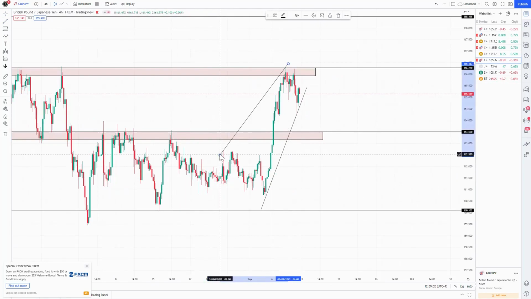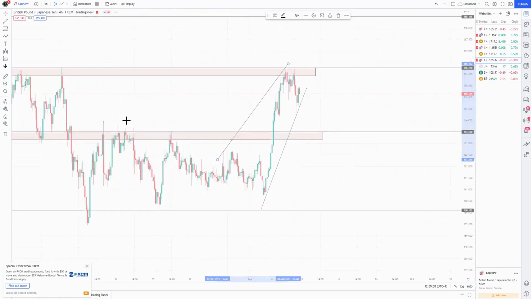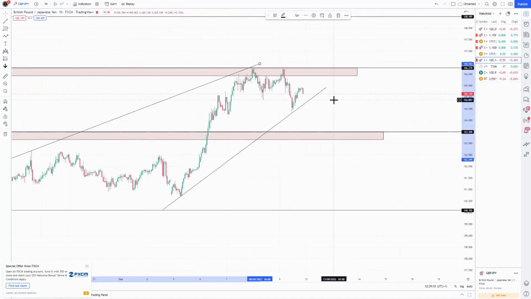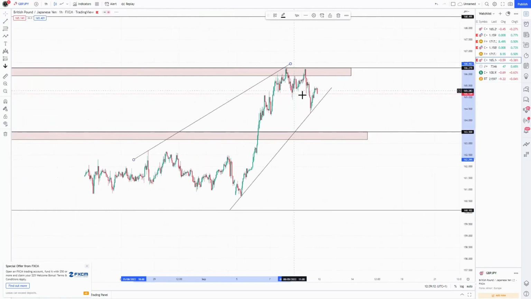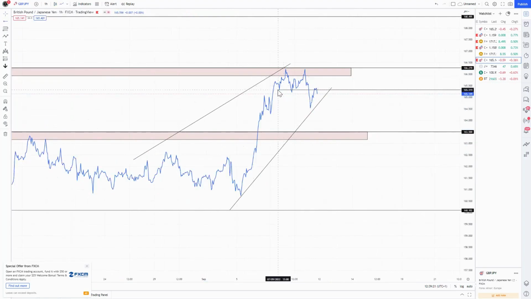Okay, we have a rising wedge here. Okay, price broke this low here. Price broke this low here. So let's mark it. Change our line. And you see price broke this low. So let's just mark it with our rectangle.